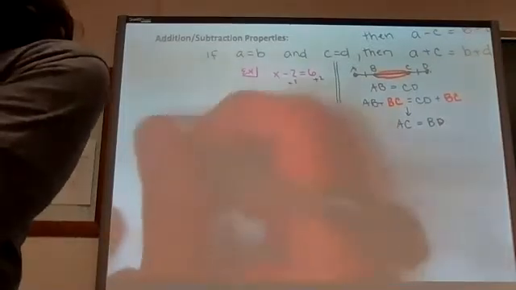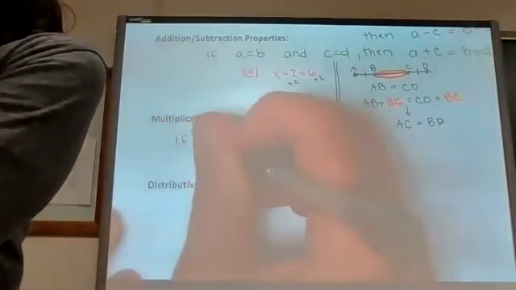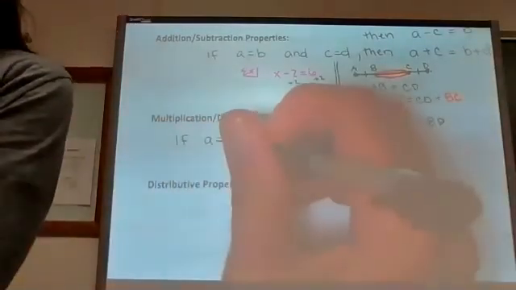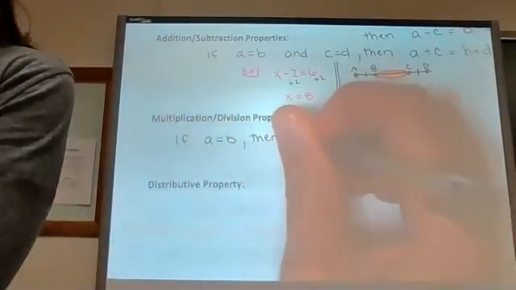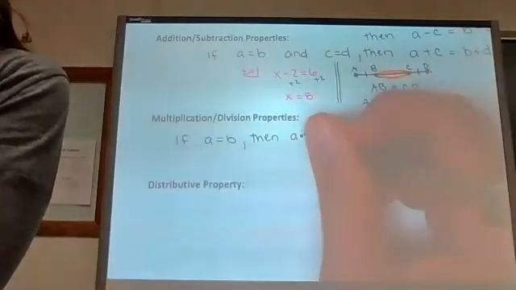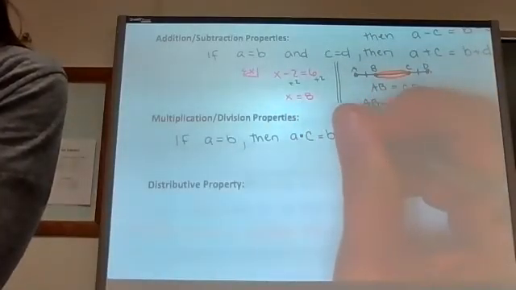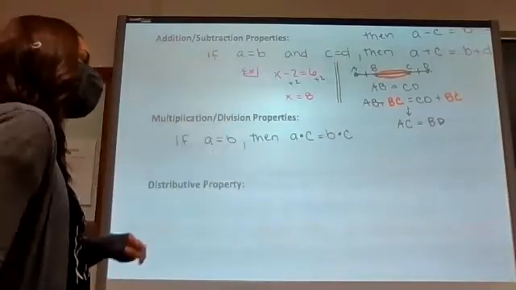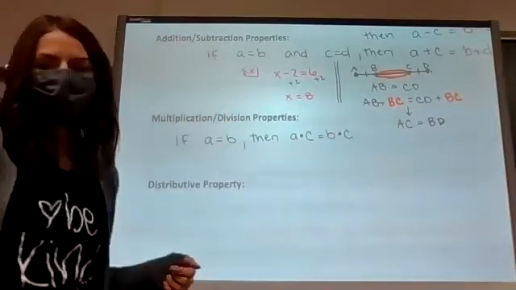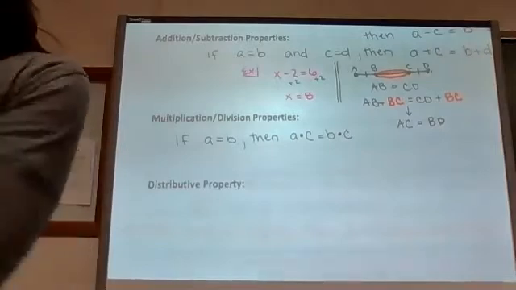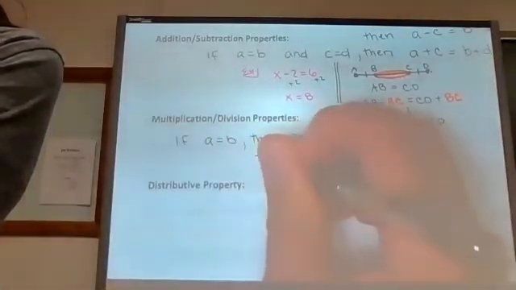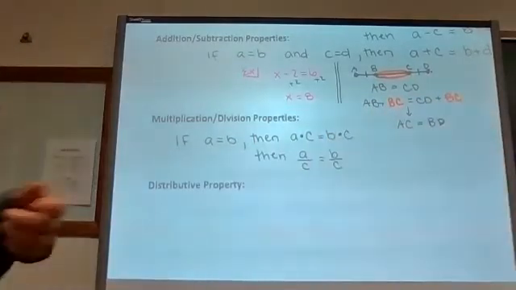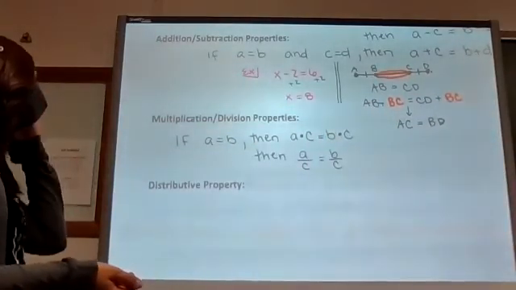Our multiplication property, same idea. If A equals B, then A times a number is going to equal B times the same number. Or I can multiply both sides by the same thing and it's still equivalent. Or I could divide, or then A divided by C. I could divide both sides by the same amount and it would still be equivalent.